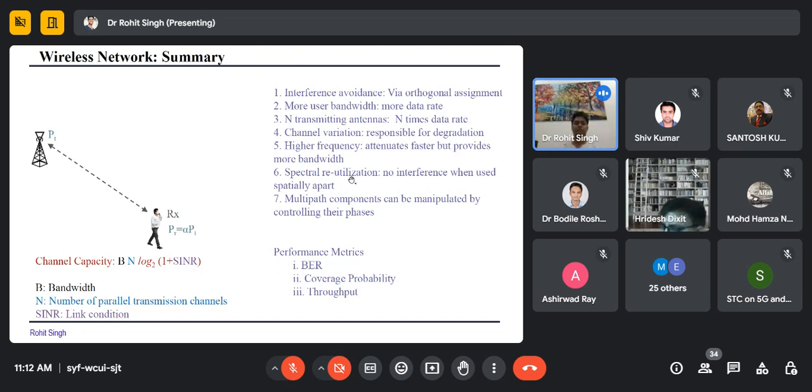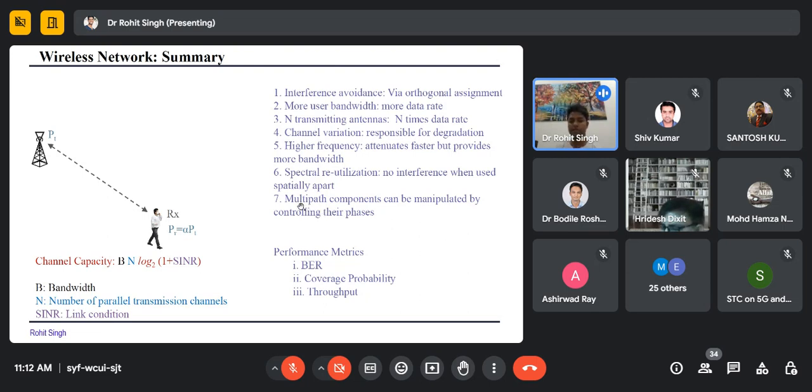Next is spectral reutilization. Since we know that the spectrum is limited, if one frequency band is utilized at one location, we can reuse the same frequency band at some other location. This is known as the cellular concept, which was introduced by Bell Labs back in the 1960s.